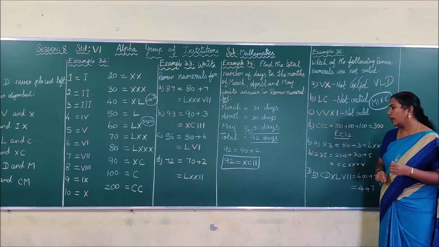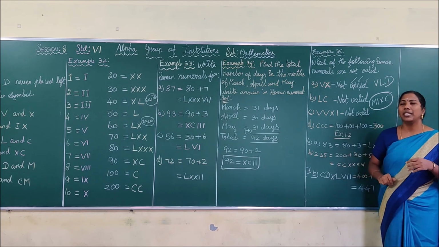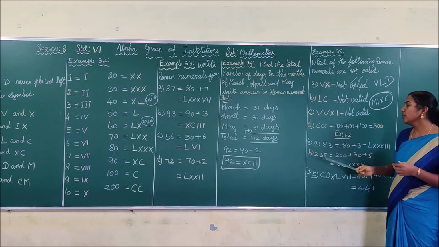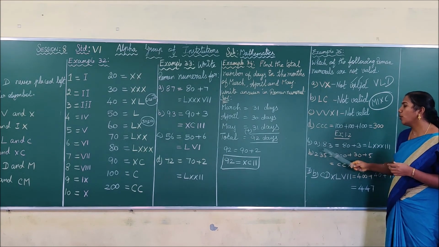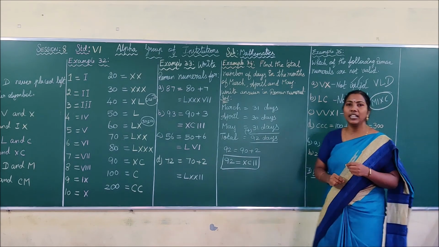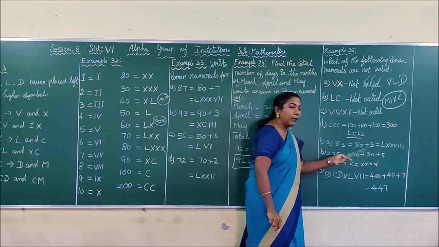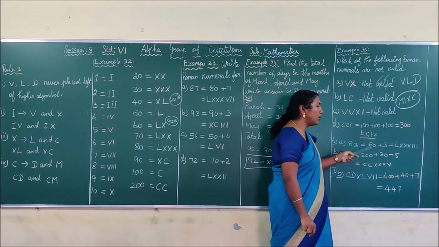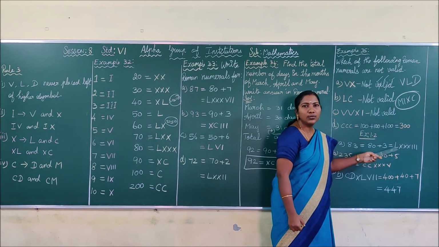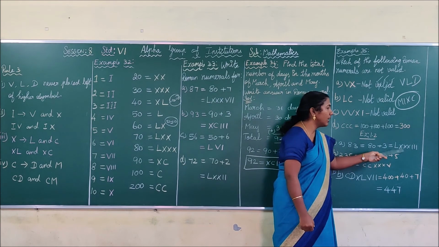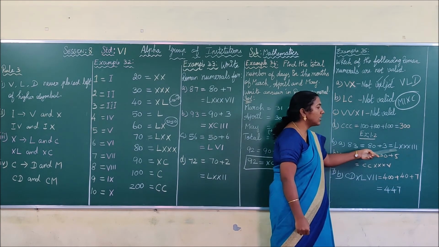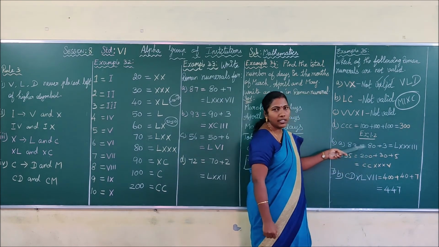In exercise 1.2, you have only 3 sums based on the Roman numerals. Now we are going to see 2 sums. 6th sum, they are asking to write the Roman numeral for the number 83. As we see in the example, we split 83 as 80 plus 3. What is the Roman numeral for 80? You have to write X along with 50, that is L. That is LX. And what is the symbol for 3? III. This is the Roman numeral for 83.